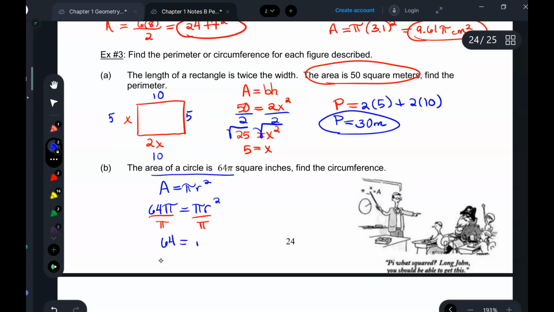Are radius and diameter the same? Radius is half the diameter. And then you get 8 equals radius.